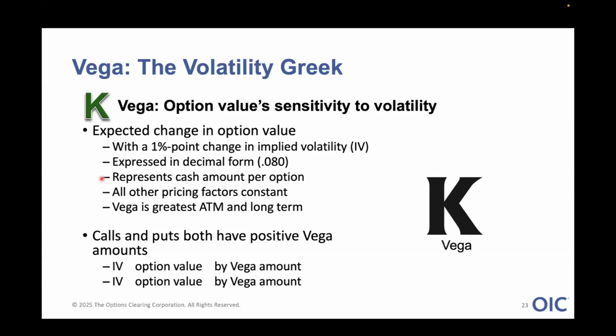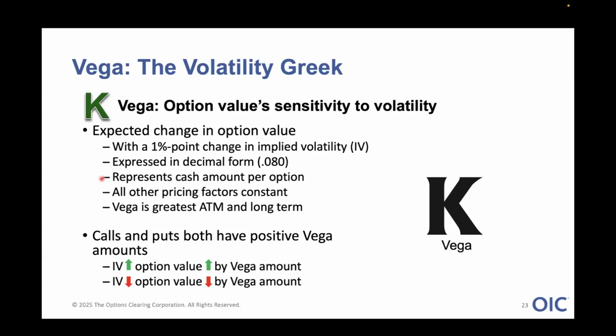Because it has more time premium, it is more susceptible to changes in implied volatility. So once again, calls and puts both have positive Vega amounts. As implied volatility goes up, your option should increase by the amount of the Vega. As implied volatility goes down, your option will decrease by the amount of the Vega. And why this is important is because oftentimes implied volatility doesn't change in just 1 percentage point increments. Sometimes it changes in 5, 10, 20, 50 percentage point increments.